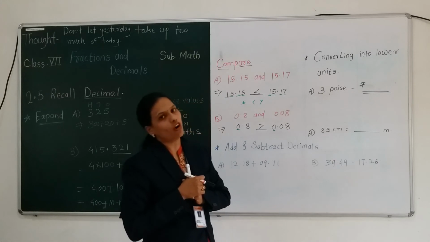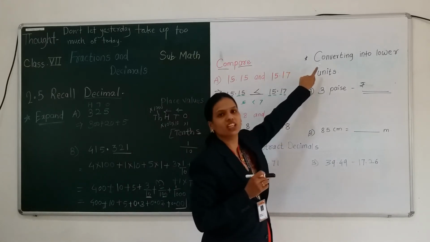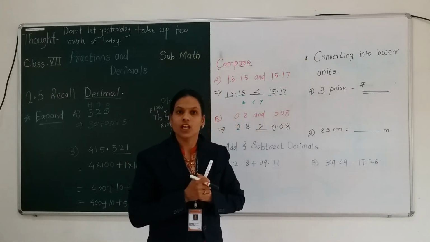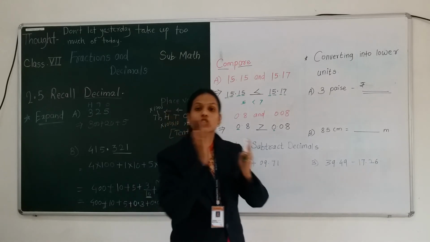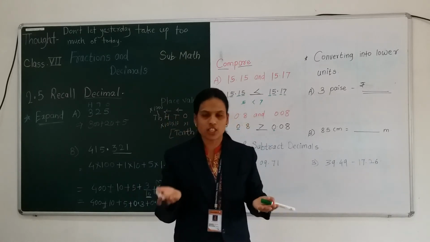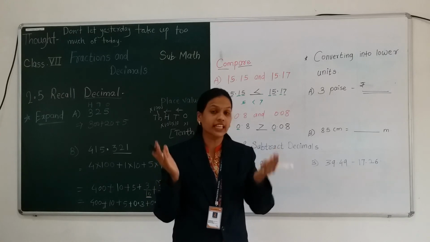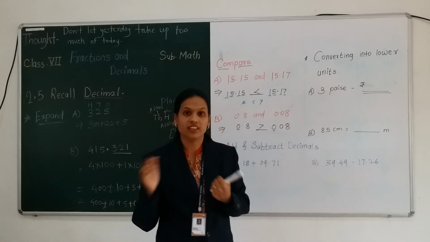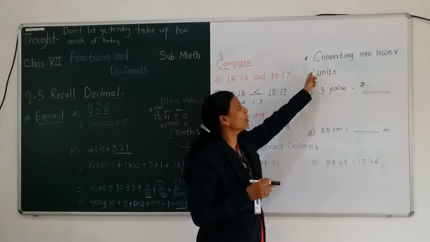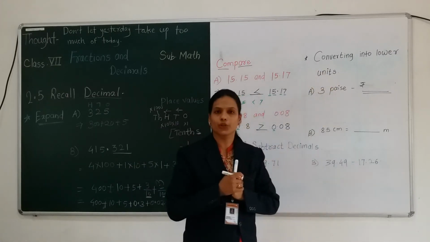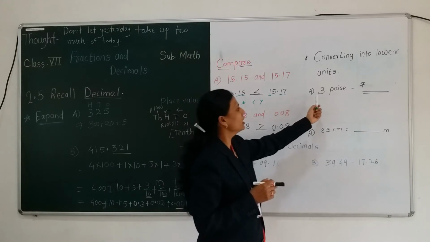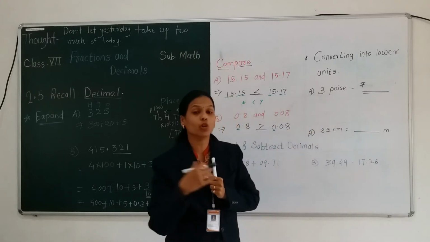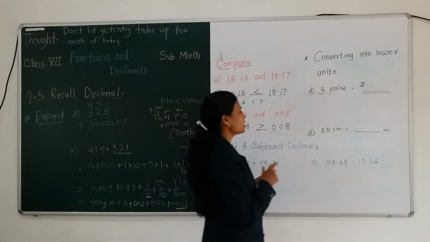Like that, we have already learned how to convert to the lower unit. Lower unit means paise to rupees. First of all, we know the relation between rupees and paise, kilogram and gram, meter and millimeter, right? So we have already learned how to convert into lower units. So we'll take an example. 3 paise is equal to how many rupees? Can you tell me, my dear students?